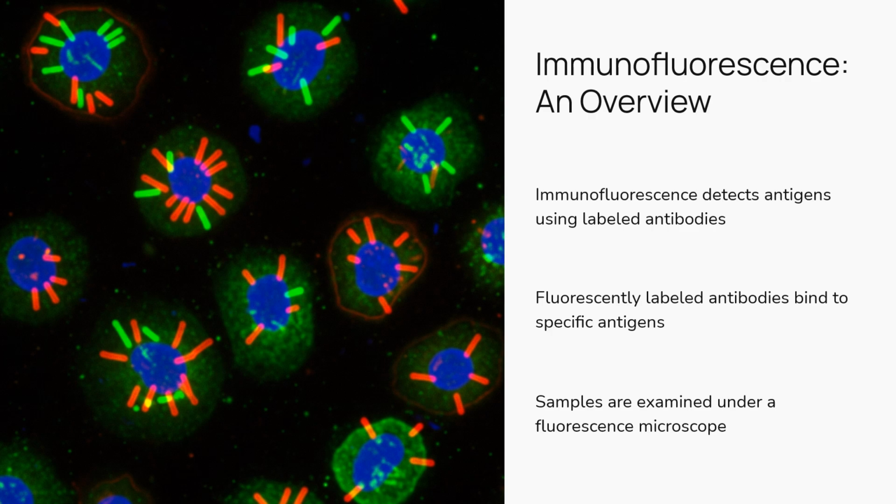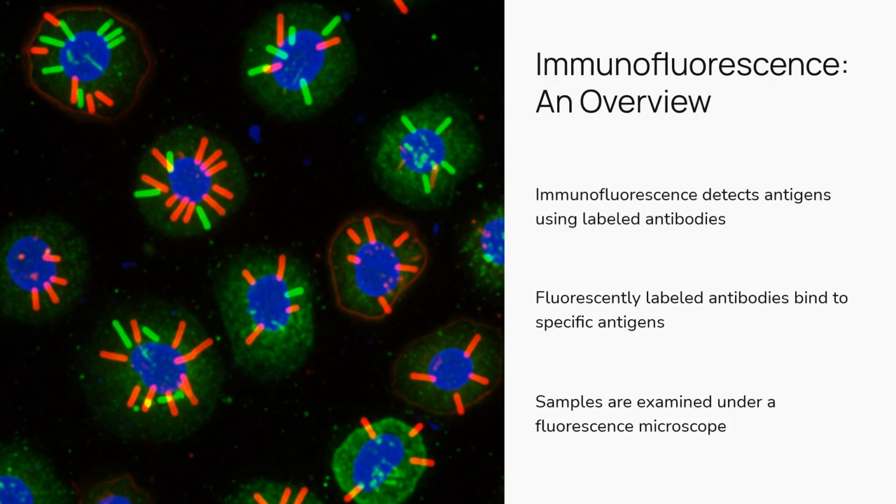Immunofluorescence is a microscopy-based technique that detects specific antigens, which are proteins or other cellular components, by using fluorescently labeled antibodies. For the principle, we have fluorescent antibodies bind directly or indirectly to target antigens within a sample. When exposed to a specific wavelength of light, the fluorophore emits light, allowing visualization under a fluorescent microscope.